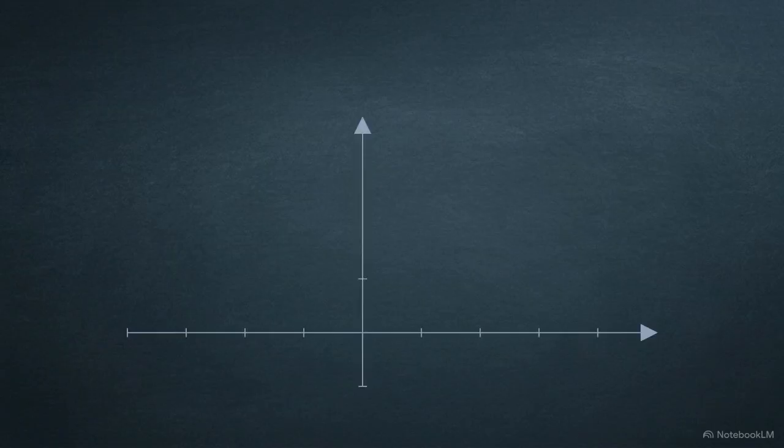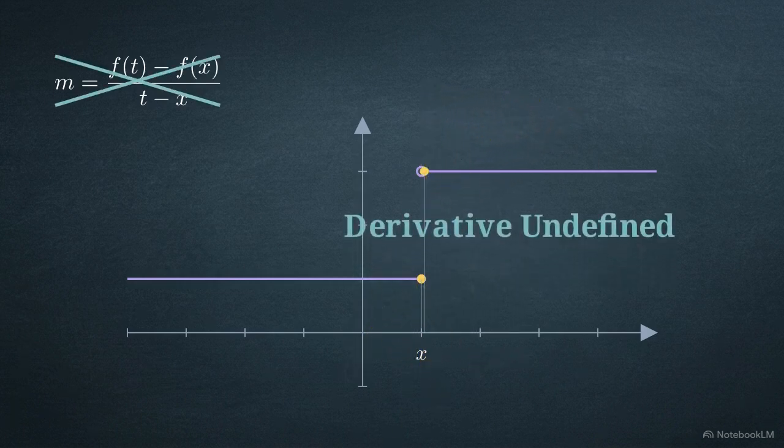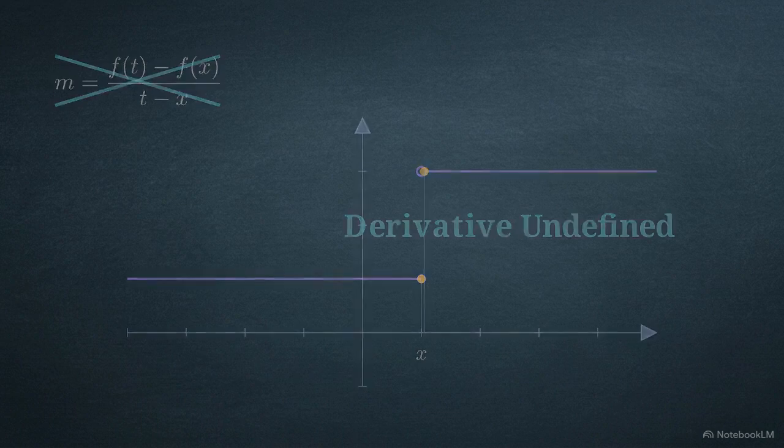There is a specific physical requirement for this definition to work. If a graph has a sudden break or a jump, a discontinuity, you cannot slide those 2 points together. If you try to draw a single line through a gap, the geometry fails. A derivative cannot exist where a function is broken.